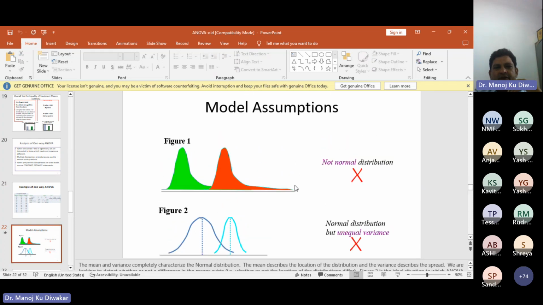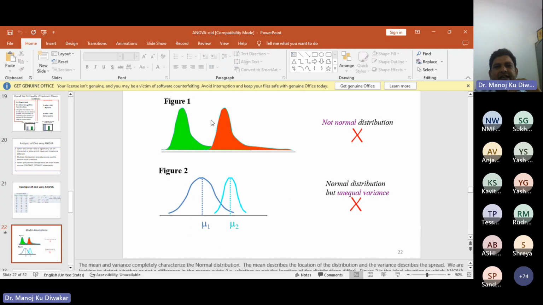So if these are the model assumptions, you will see that the green and the red graphs are not normal distributions. The mean value is scattered on the right tail, and in the green also most of the values scatter into the right side, so it is not a normal distribution. But in figure 2 we can see that it is a normal distribution because it follows a symmetrical curve.